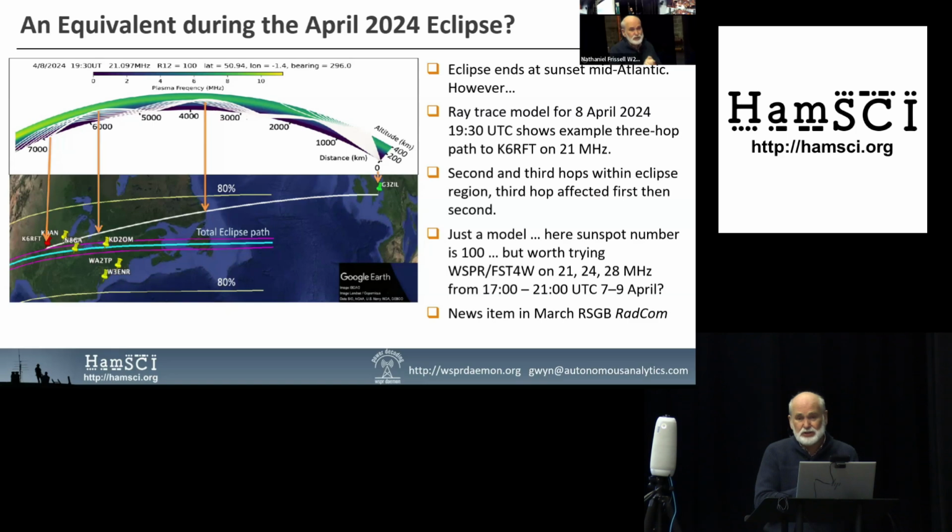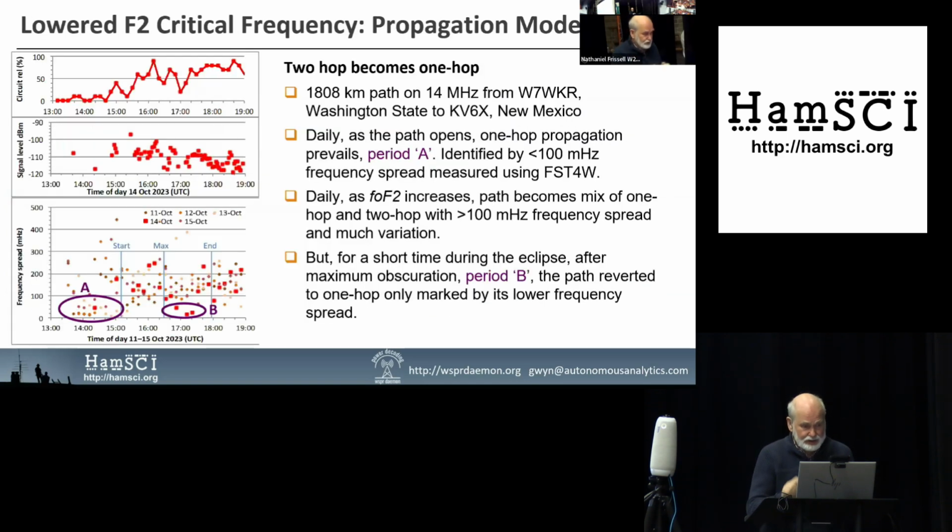So my experiment is, will I see a change, a dropout in my 21 or 24 megahertz signals across to the USA, North America, during the eclipse? So that's what I'm going to be looking for. And I've written a short news item for the RSGB in the UK, the RadCom magazine, to try and encourage other UK stations to work 21 megahertz and above on that day, and indeed either side.